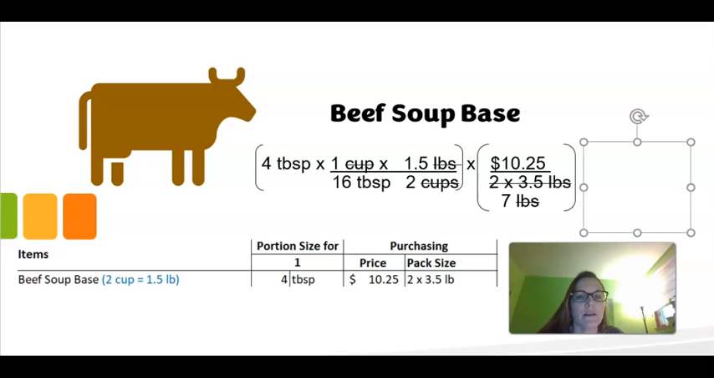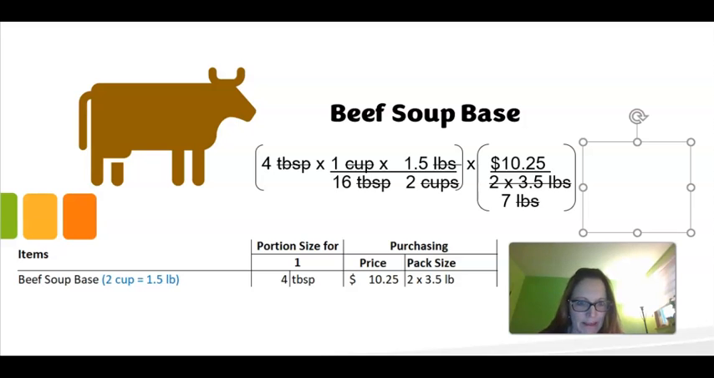We will also be using soft conversions for all of our calculations today. You'll notice that you'll see some slashes through the units here. This is because we're cross-canceling in order to get from tablespoons to pounds. So we've got our 4 tablespoons, and we know that 1 cup is equivalent to 16 tablespoons. And then we have our weight equivalency here, the 1.5 pounds divided by the 2 cups. And then we have our price per unit, and then we have our packing size of 7 pounds.